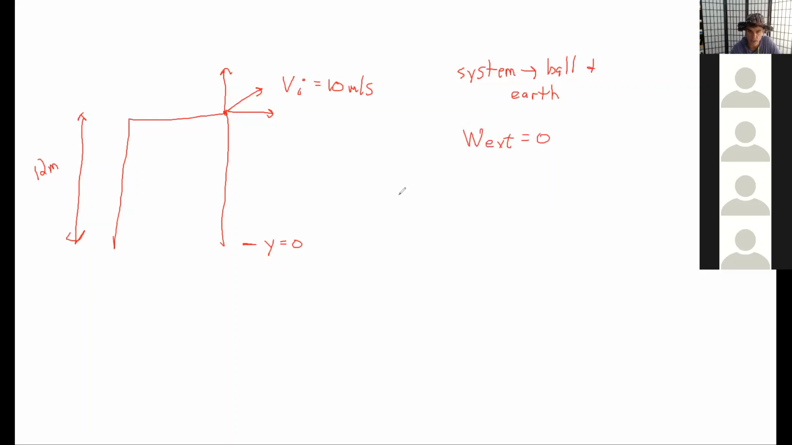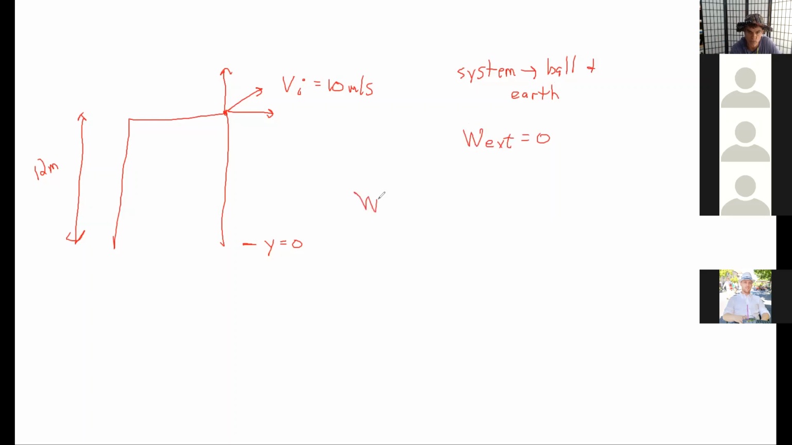So my big equation would end up being, well, I'd have the work done by external forces plus the initial kinetic energy plus the initial gravitational potential energy equals my final kinetic plus my final gravitational potential plus any change in thermal energy. Well, there are no external forces doing work. My thermal energy doesn't change because there is no friction or air resistance.